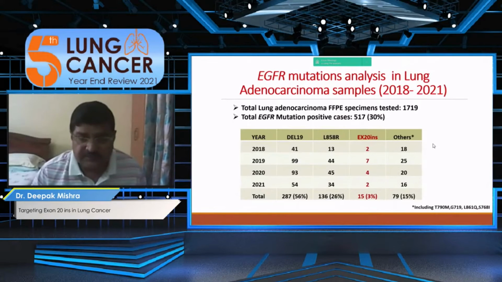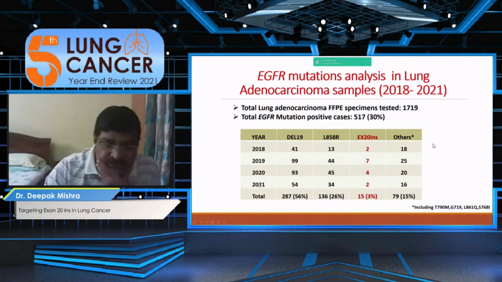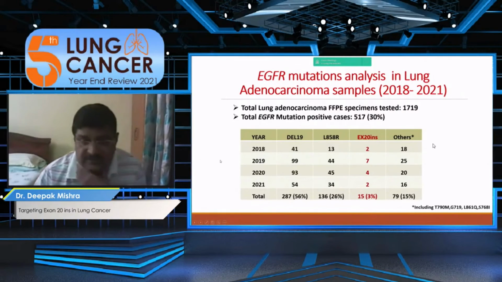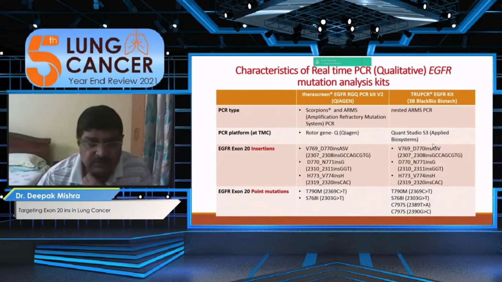So our percentage of exon 20 insertions in our lab, of about 2,000 samples in the last almost 4 years, is about 3%. But reported literature is 5 to 10%. In our series, the majority are Del 19 and L858R, and exon 20 insertion is just about 3%, and others are 15%. This 15% includes T790M, S797, G719, and many other smaller ones.